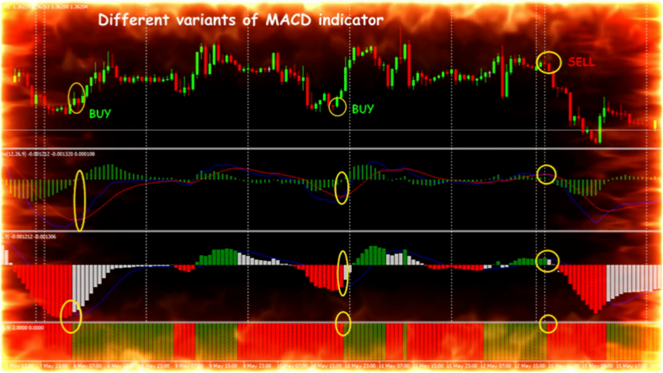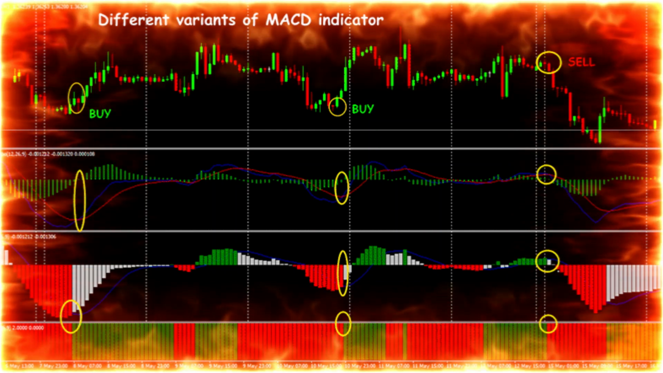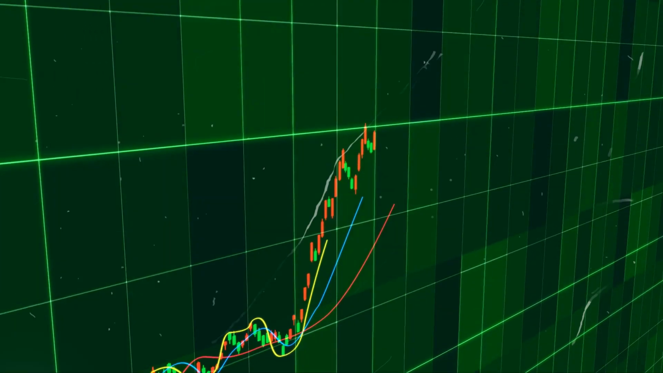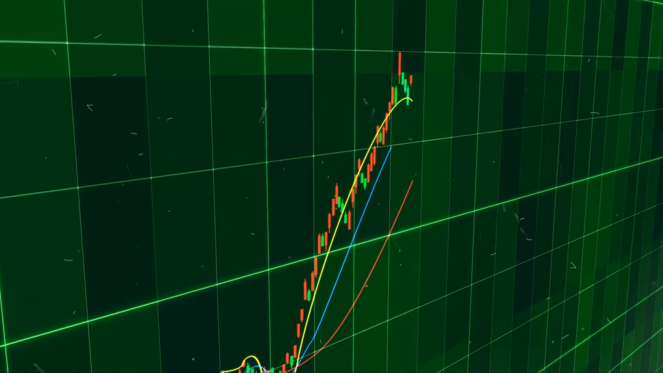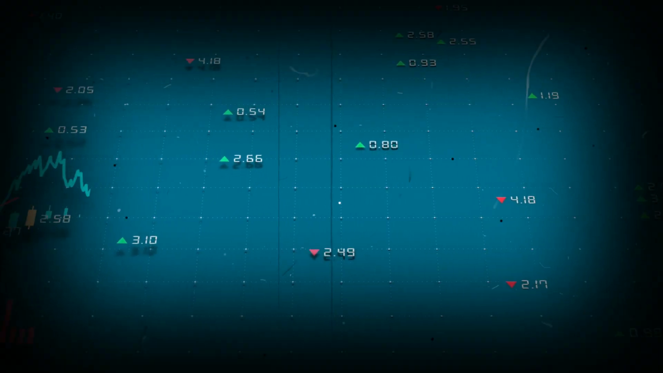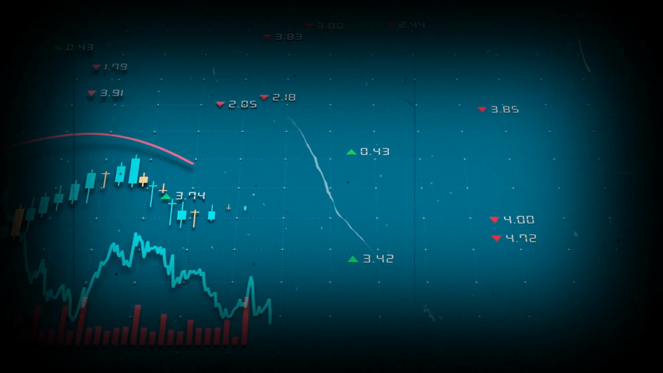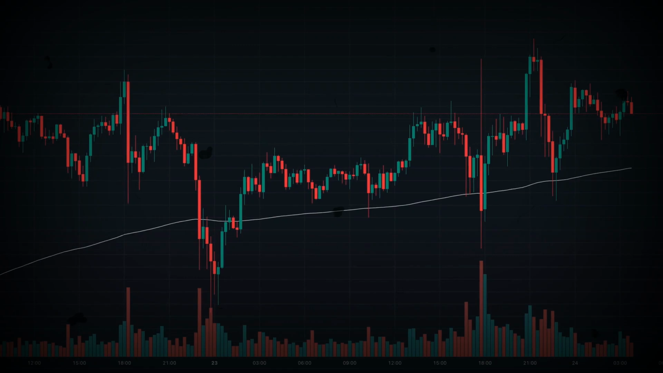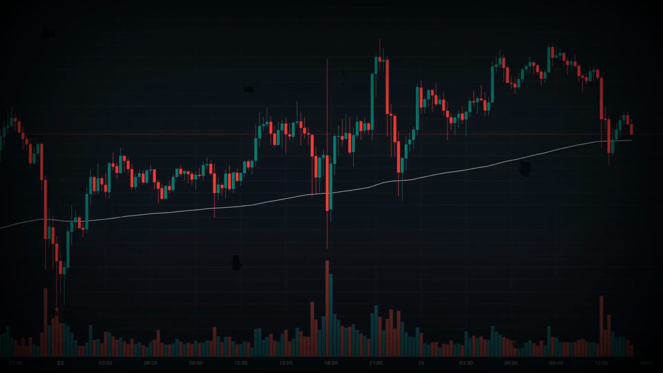The MACD shows the difference between 2 moving averages, a short-term moving average and a long-term moving average. When the 2 moving averages cross each other, the MACD gives a signal. If the short-term one crosses above the long-term one, it might be a signal to buy. If the short-term one crosses below the long-term one, it might be a signal to sell.